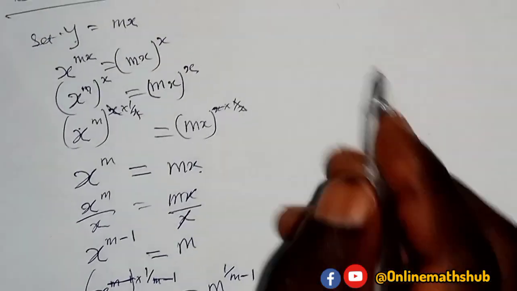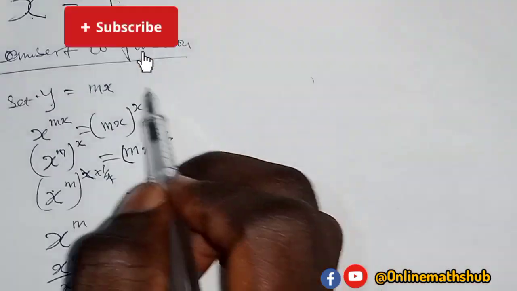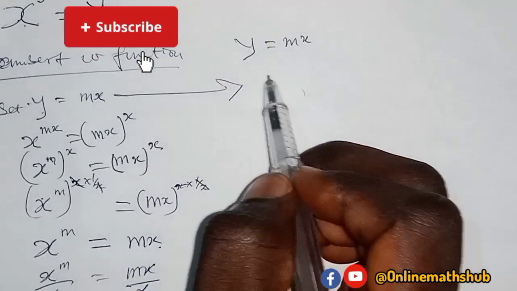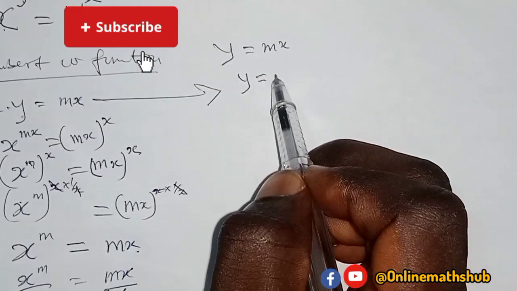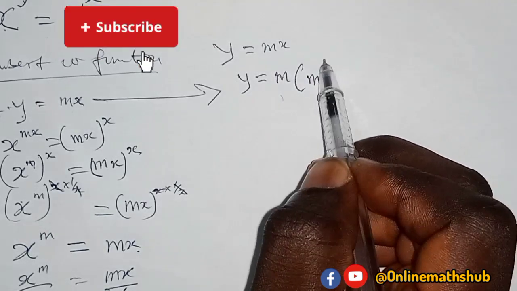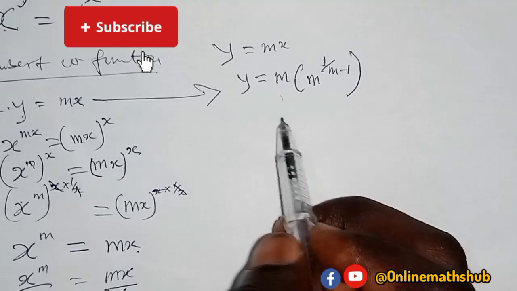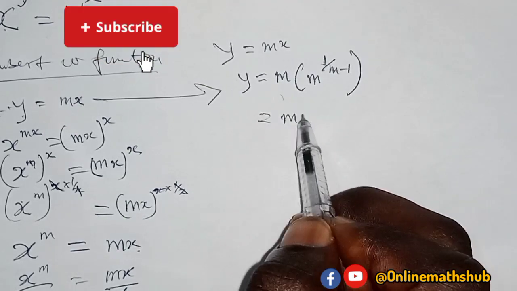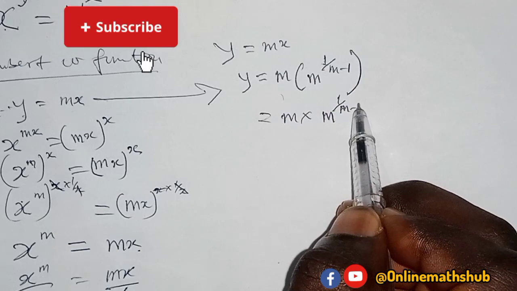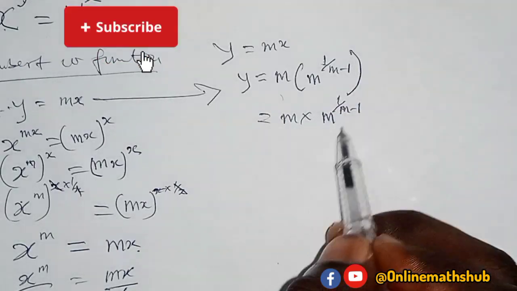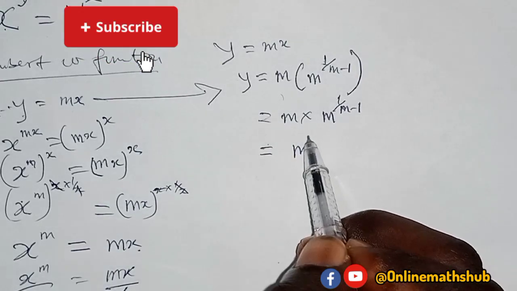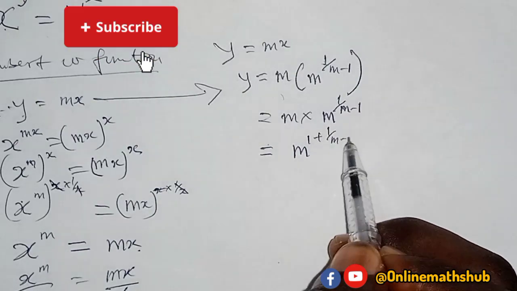So solving for y, let me just continue from here. If you remember, I actually set my y to be equal to mx, and I've gotten my x. So you can see clearly that my y is actually going to give me m times m raised to power 1 divided by m minus 1. Clearly you can see that this is m times m raised to power 1 divided by m minus 1. So using the product rule for indices, I'm going to have that this is equal to m raised to power 1 plus 1 over m minus 1.